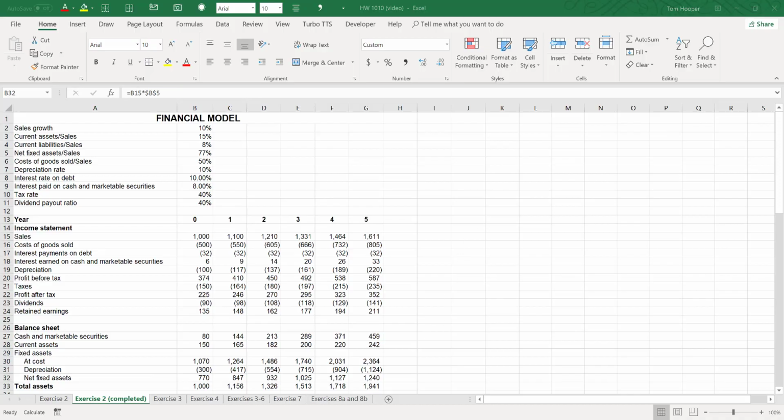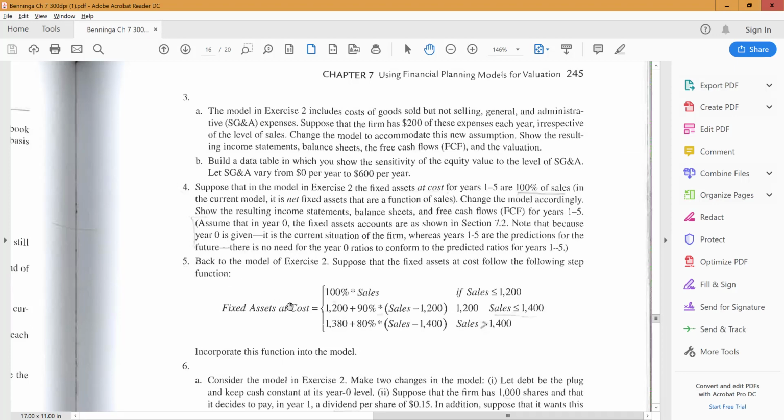Now let's look at exercise 5. On exercise 5, we're given a step function to calculate fixed assets at cost based on what sales are. Now we could type a lot of these different numbers into a spreadsheet and follow our rule about never using a number where a formula would work or a reference would work, and then we could come back and change these thresholds. Since this is a homework problem and we're not going to be doing that, we're going to break that rule and just put these numbers into the if statement.